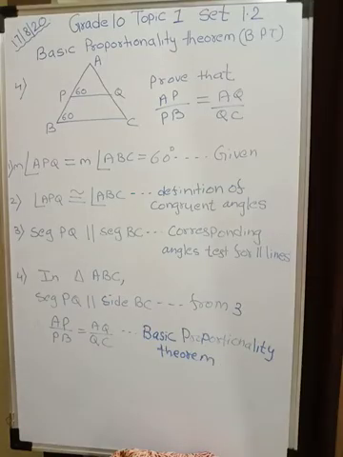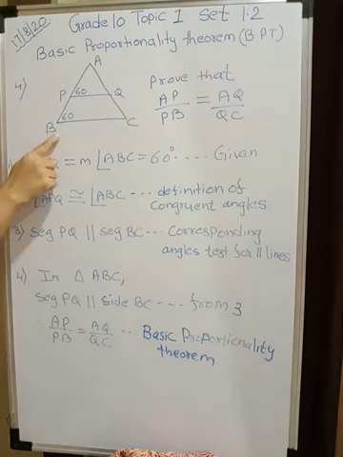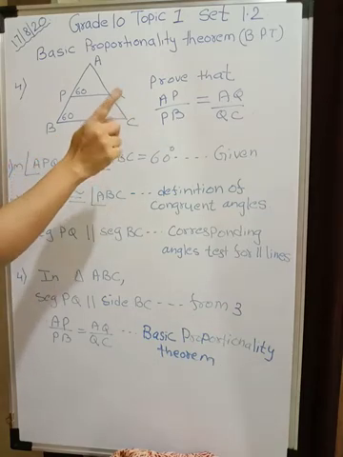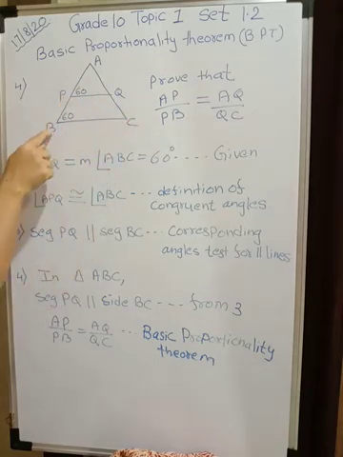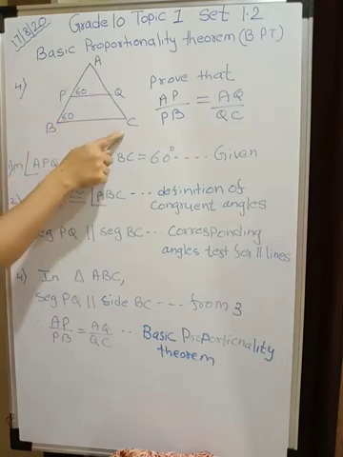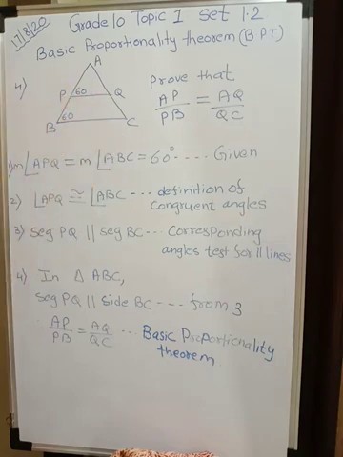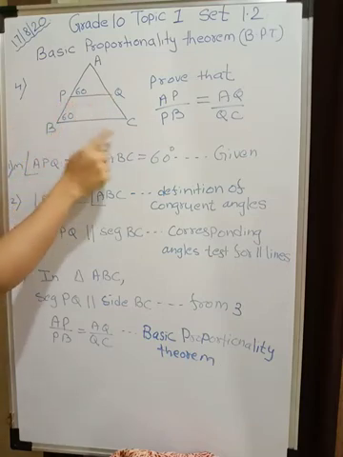Now this is your 4th question. The diagram is like this. It is shown in the textbook and it has been asked to prove that AP upon PB is equal to AQ upon QC. So we are going to prove that the ratios are equal. When can we prove that the ratios are equal? Only if we know that PQ is parallel to BC.